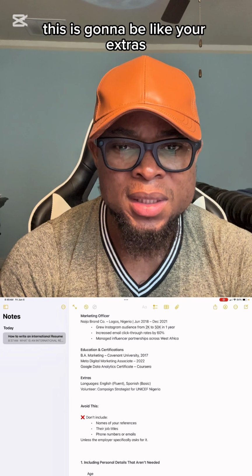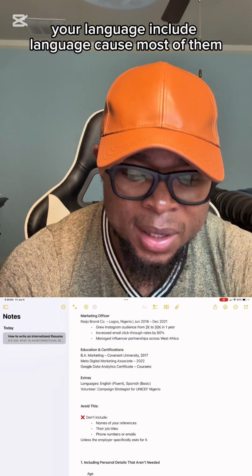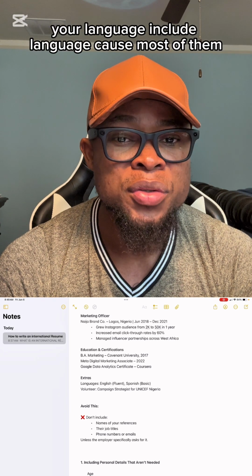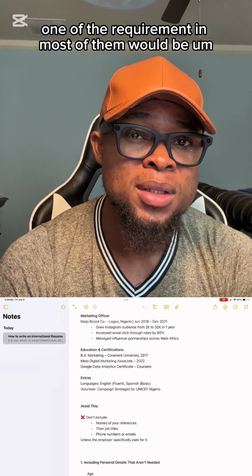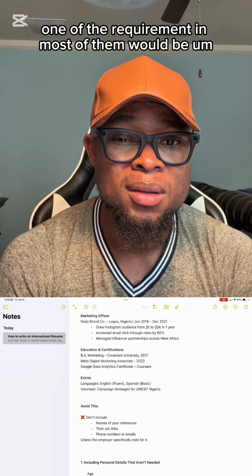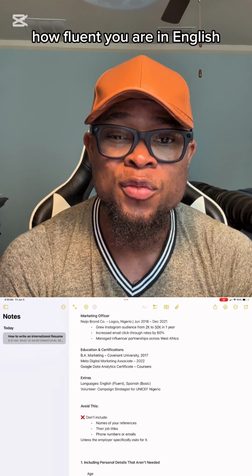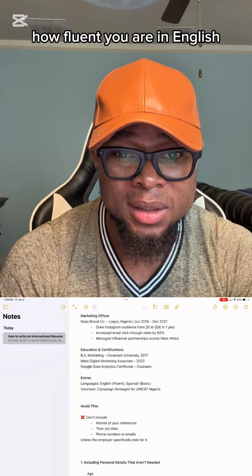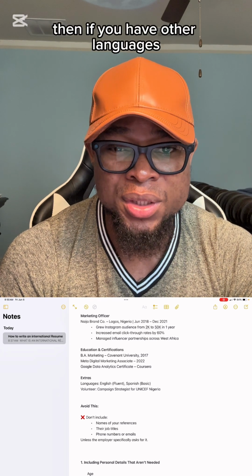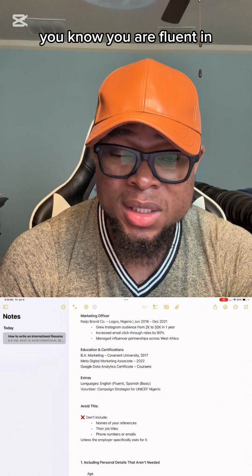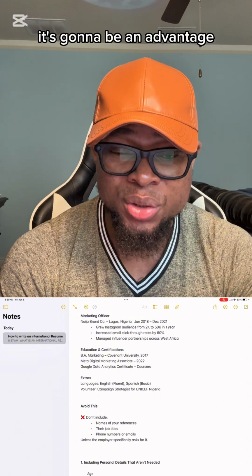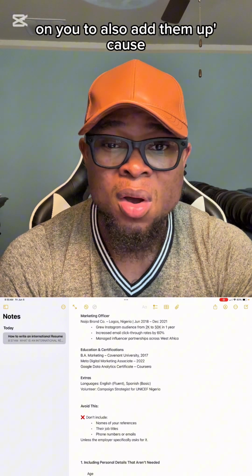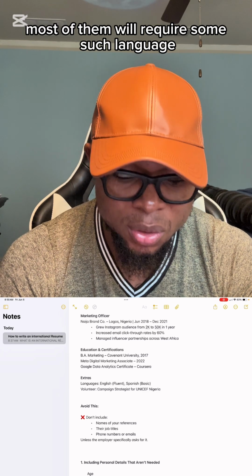Now, very important. This is going to be like your extras, your language. Include language because one of the requirements in most of them will be how fluent you are in English. Then, if you have other languages you are fluent in, it's going to be an advantage to also add them because most of them will require such languages.